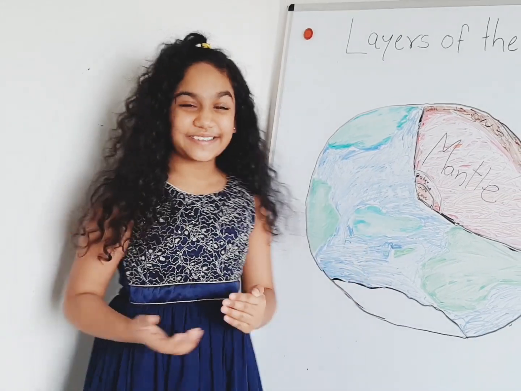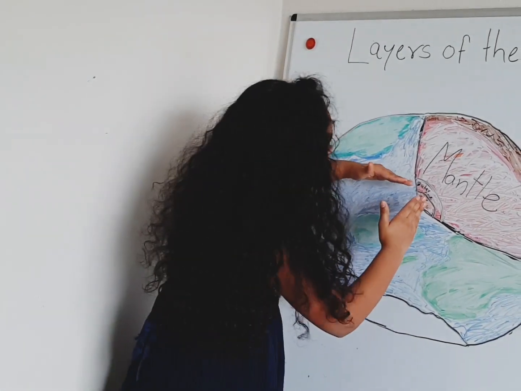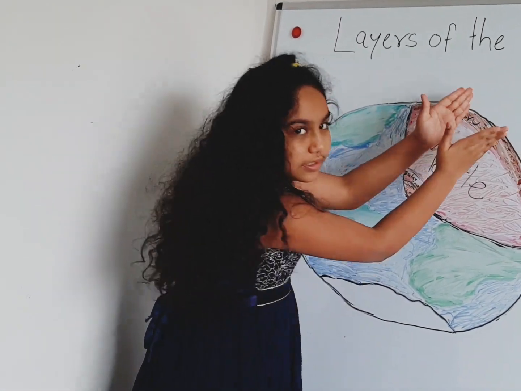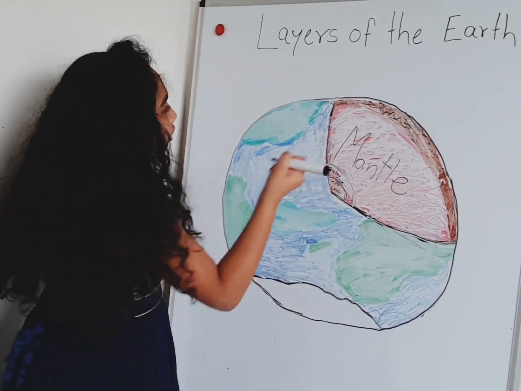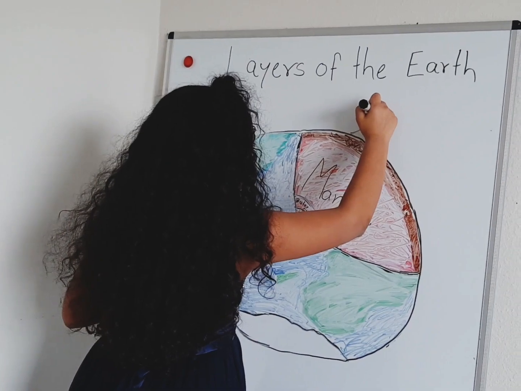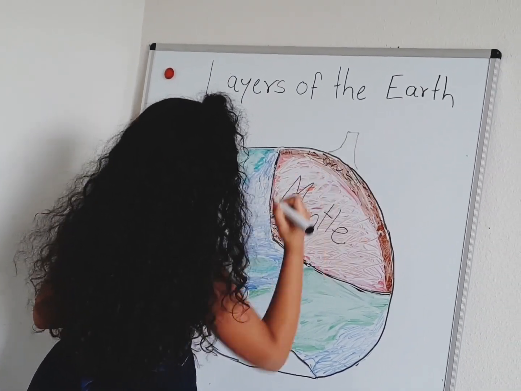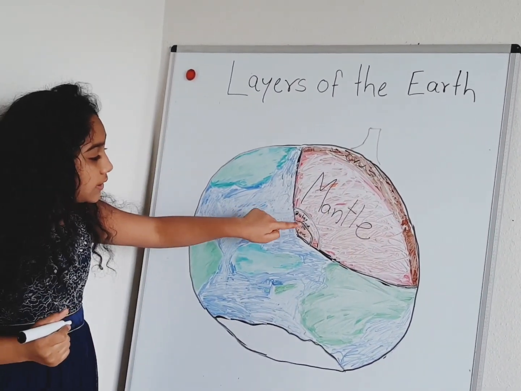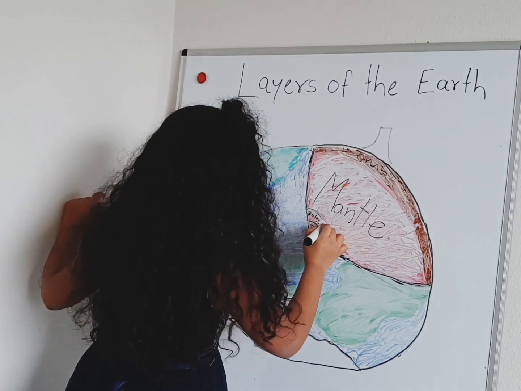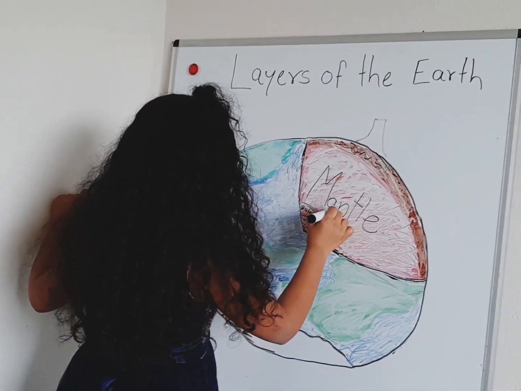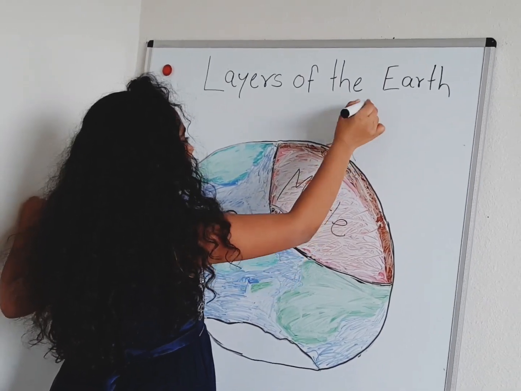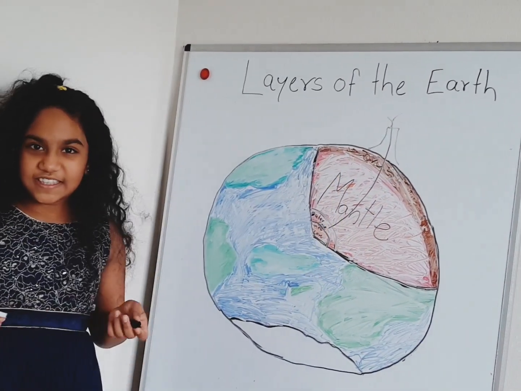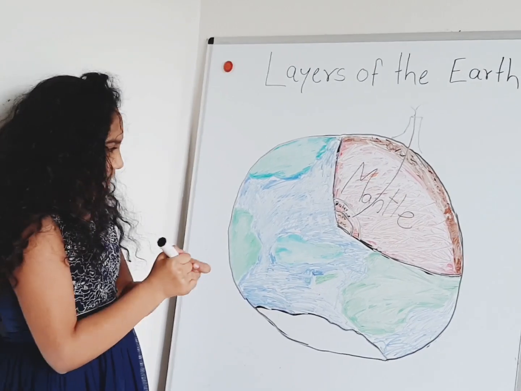Isn't that so amazing? The outer core's lava pushes through. Pretend there's a volcano here. Volcano. And all the lava from here pushes through the crust and pops out. See, that's what happens. Okay.